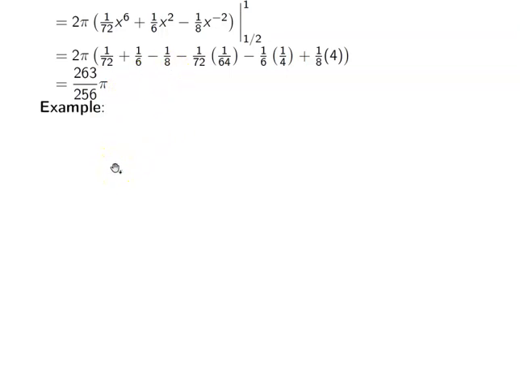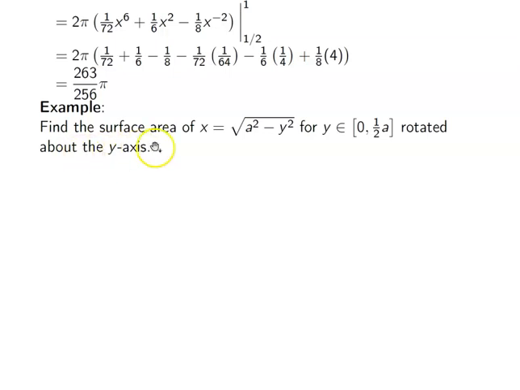So let's do one more example. Let's say we want to find the surface area of x equals the square root of a squared minus y squared, for y equals 0 to 1/2 a, rotated about the y-axis. If you're pretty savvy, this is basically the formula for a circle if we solved for x. That's a pretty nice little tidbit. If you squared both sides and then added y squared to the other side, it would be a circle of radius a.